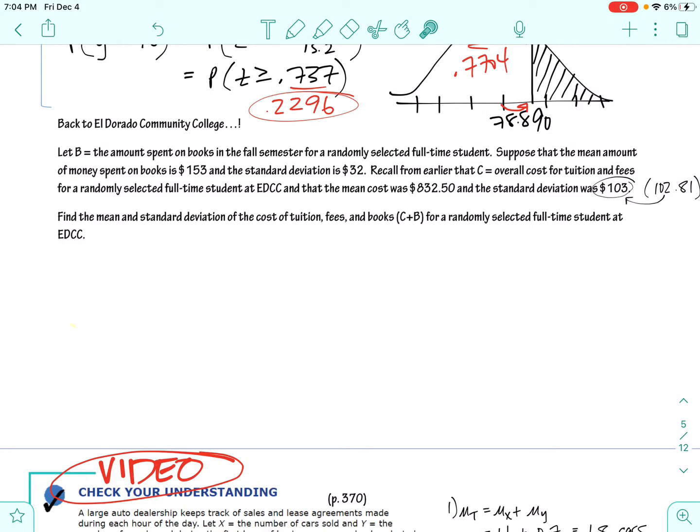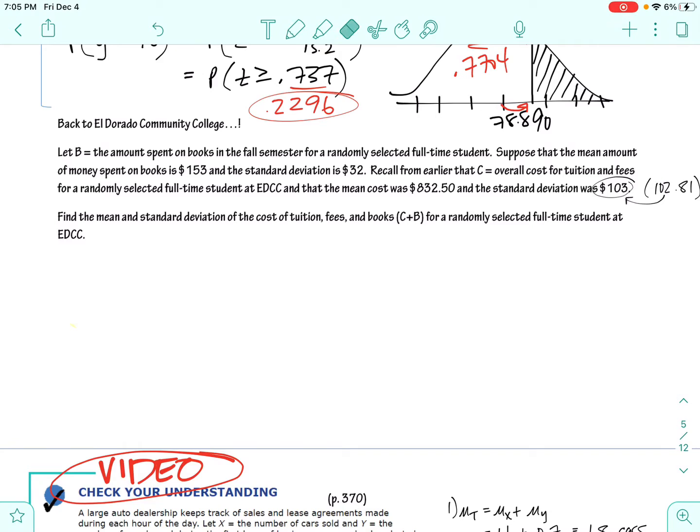And so now don't forget, my friends, that when you go to college, you have to pay tuition. You also have to pay room and board and some sort of a meal plan and all these fees, but you also need textbooks. So we have a new random variable. It's going to be B, the amount spent on books in the fall semester for a randomly selected full-time student. So on average, they're spending $153 with a standard deviation of 32. And so remember that C was the overall cost, which was tuition and fees. That was the number that we already calculated, 832. So find the mean and standard deviation for tuition, fees, and now books.